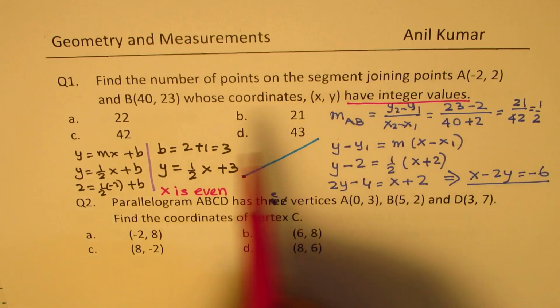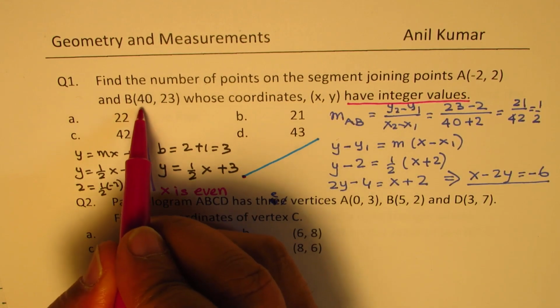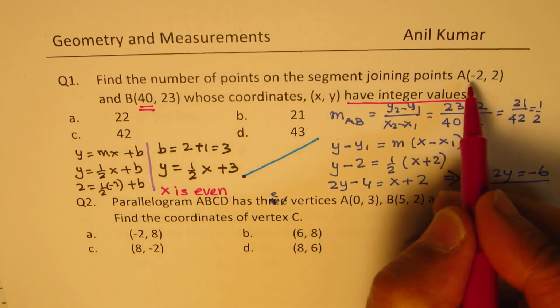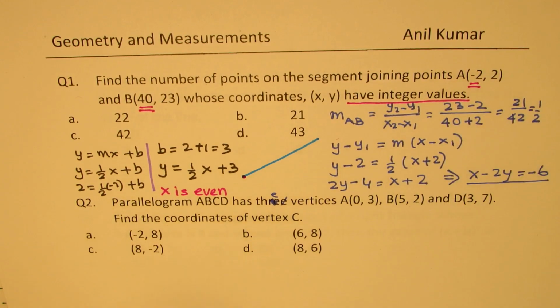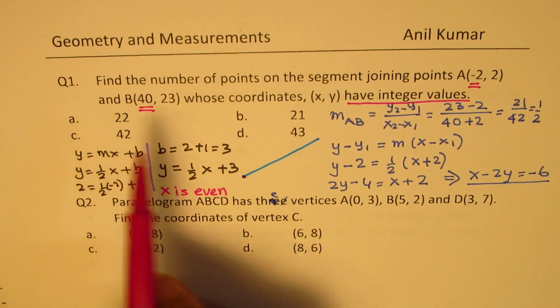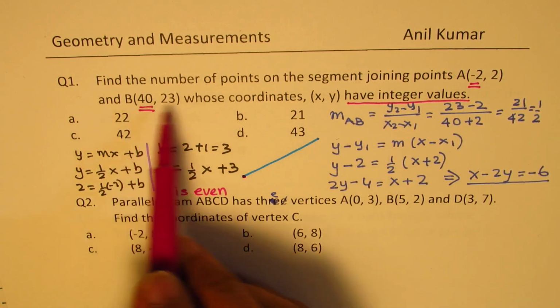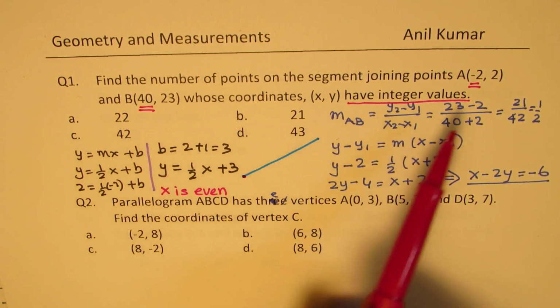So basically we need to figure out how many even numbers there are for x between 40 and minus 2, right? Including both of them, right? So we need to include both of them. So that is the strategy.